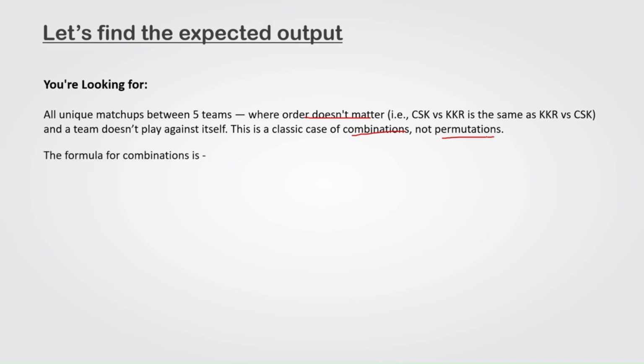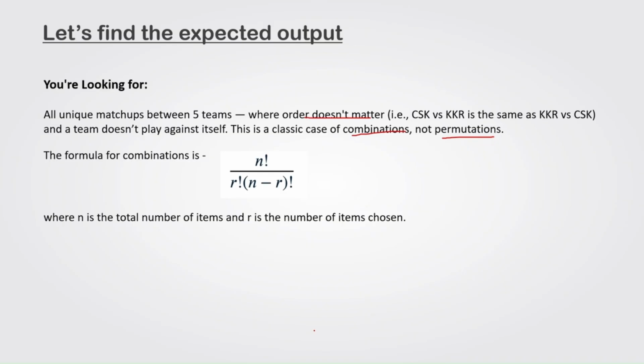The formula for combinations is, if we have to select r items from a total of n items, nCr, which is given by n factorial divided by r factorial times (n minus r) factorial, where n is the total number of items and r is the number of items chosen. So the possible combinations of choosing r items from n items is given by nCr, denoted by this formula.